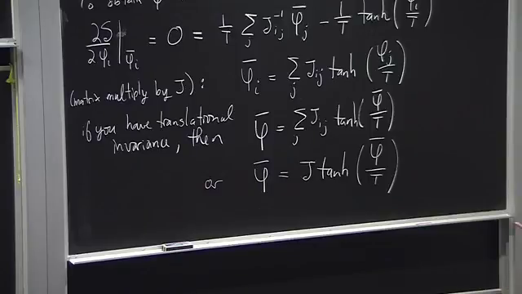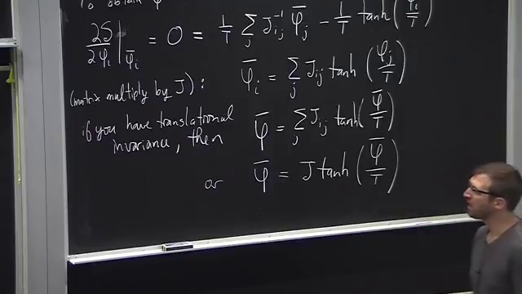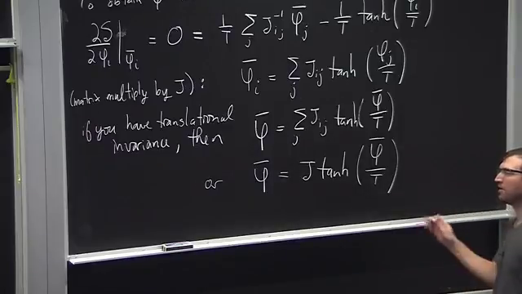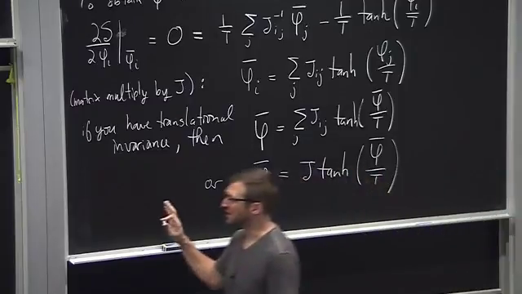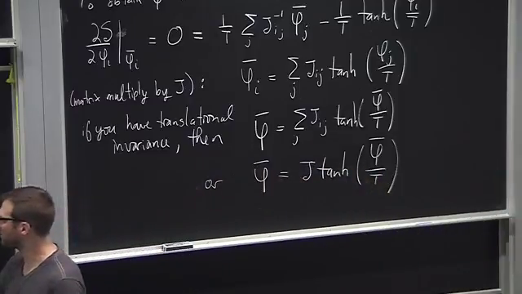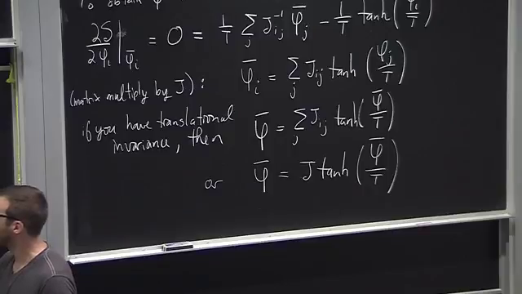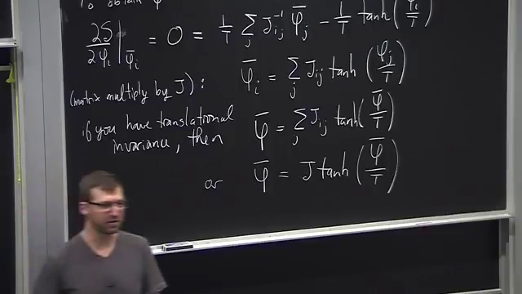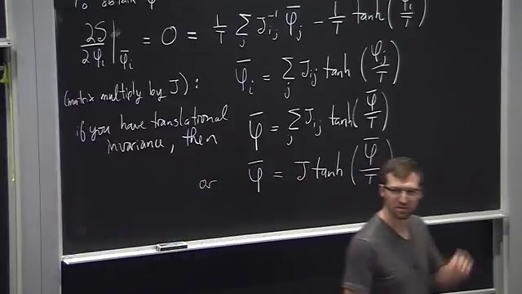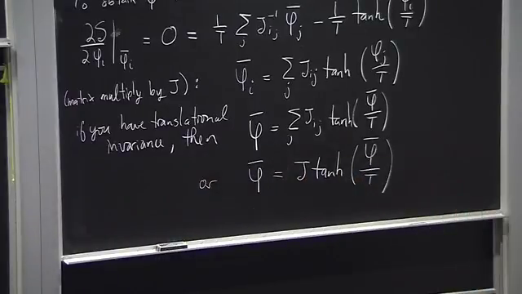Do you recognize that? It's just the mean field equation. So all this tells you is that by taking this approximation, the saddle point approximation, you recover mean field theory. So this is just a way, way more complicated way of getting exactly the same thing we already had.